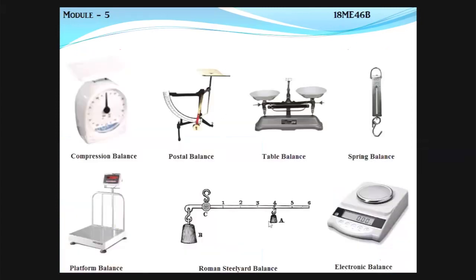See, here are some of the different balances, different measuring instruments. Most of them you have come across, you know these things, right? Compression balance. This is the postal balance, table balance. This is also considered an equal arm balance. This is the spring balance, platform balance, and this is the steel yard balance, Roman steel yard balance, also called the unequal arm balance, and this is the electronic balance. This electronic balance you already used in the lab, right? All these are different measuring instruments to measure the mass, the force of the object, right?